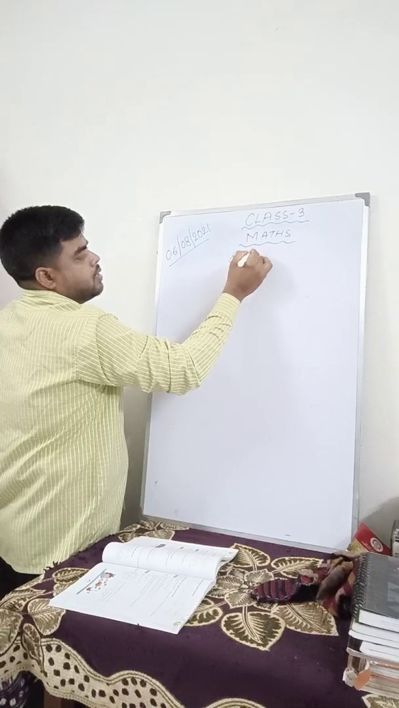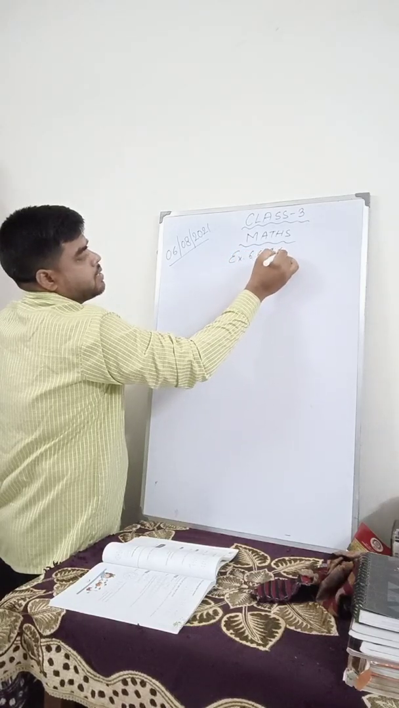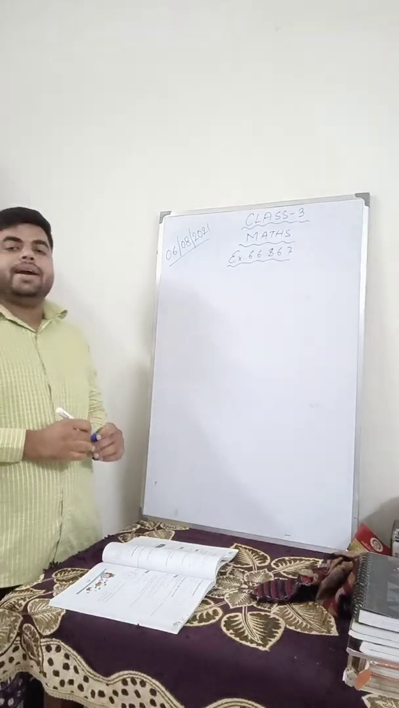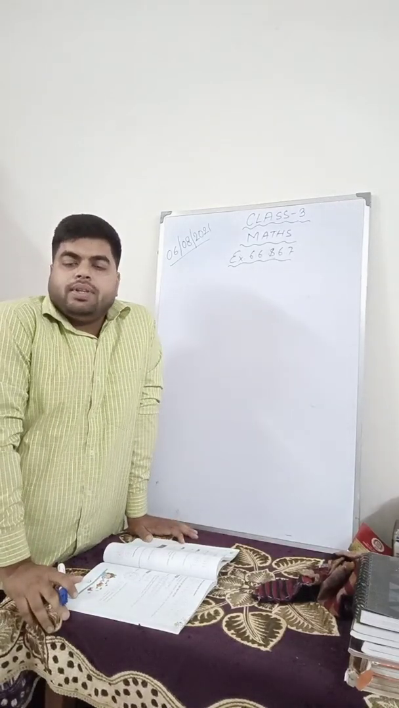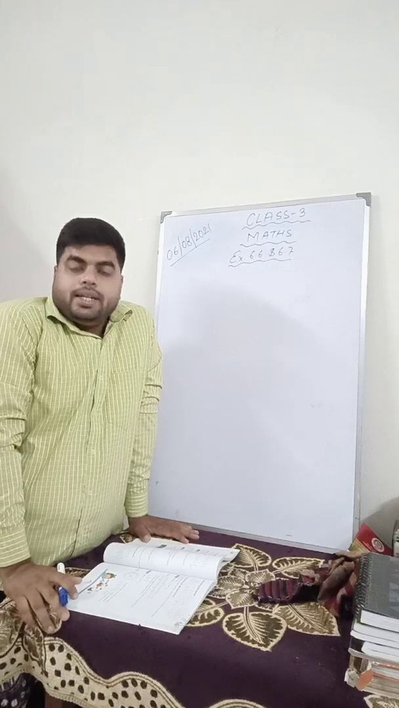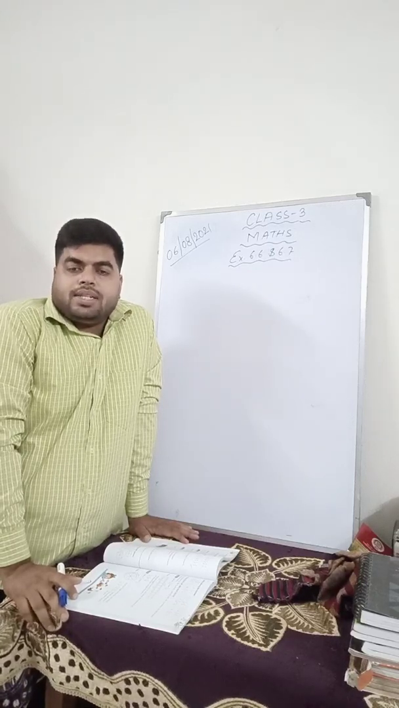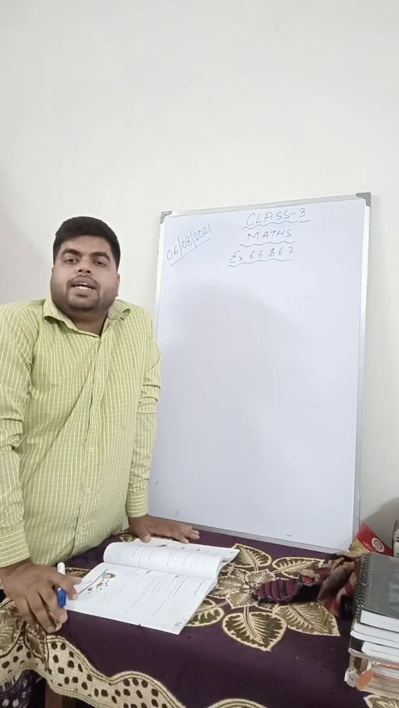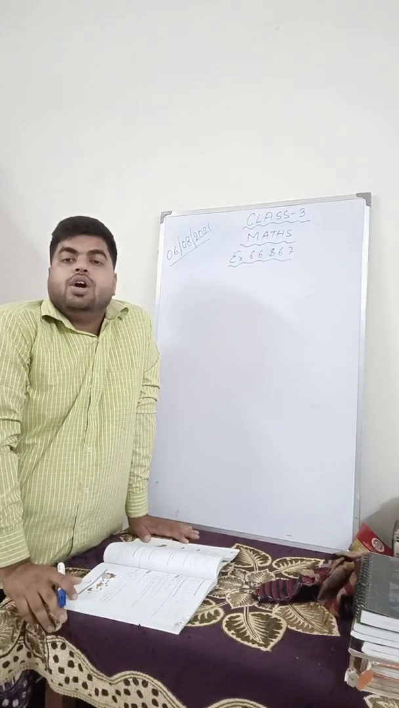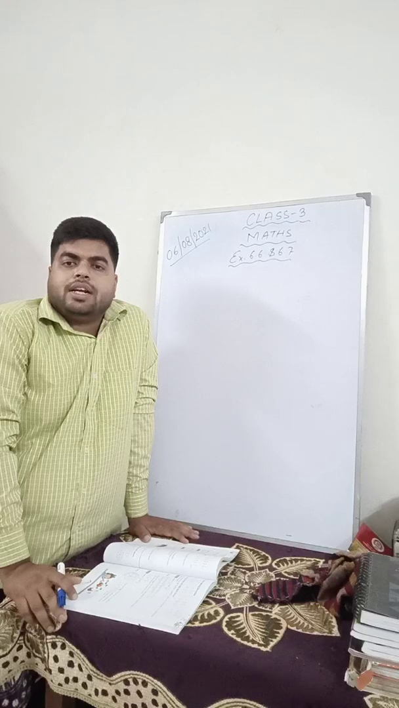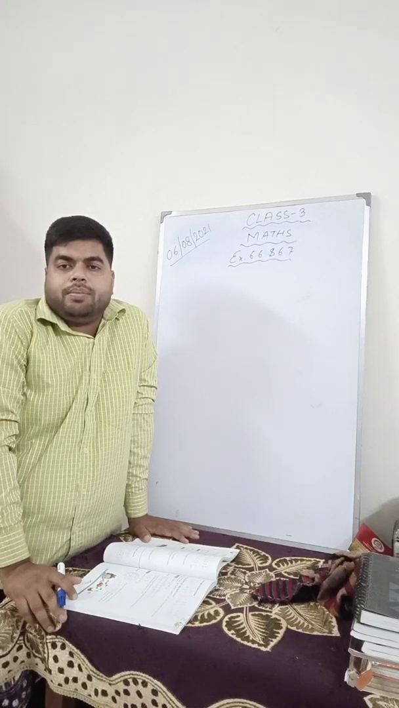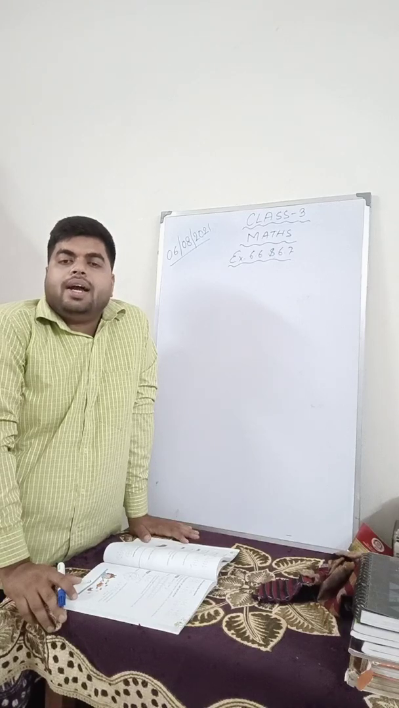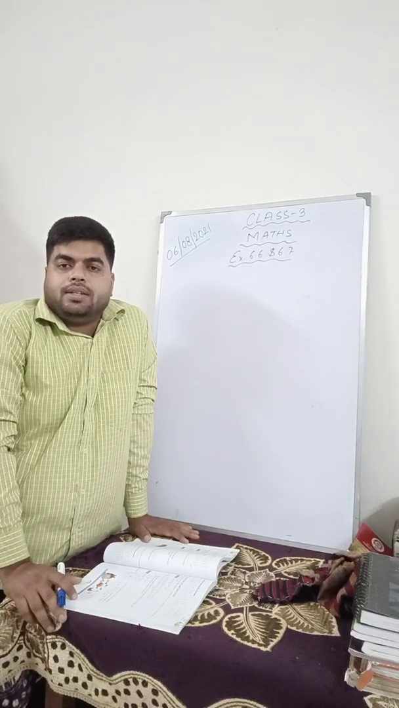Exercise 6.6 and 6.7. In exercise 6.6 they have asked you to add, and in 6.7 they have asked you to subtract. When you add or subtract fractions, you can only add or subtract when the fractions are like fractions. That means the denominators are the same. If the denominators are not the same, you cannot add unless you make them like fractions.